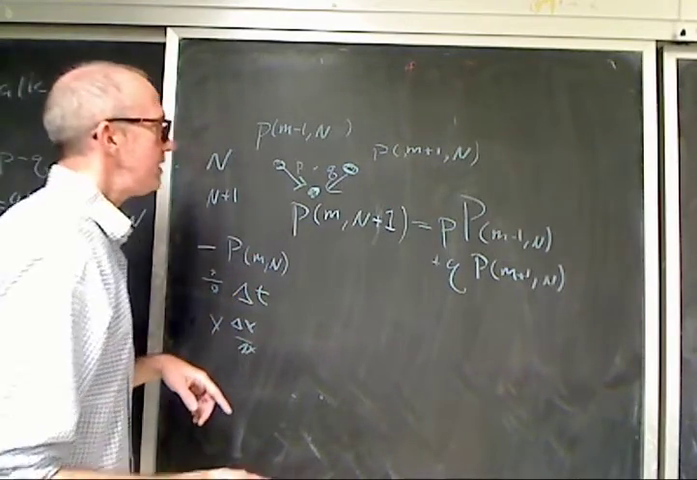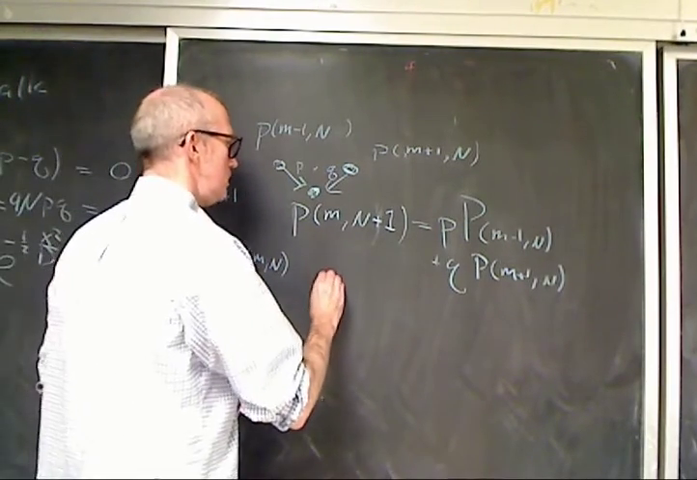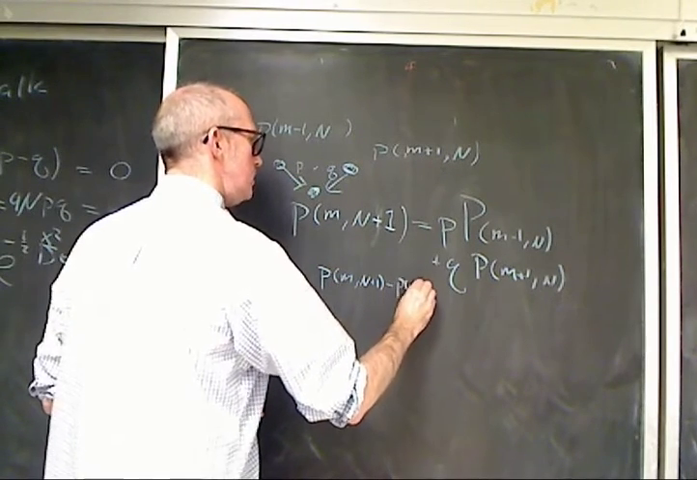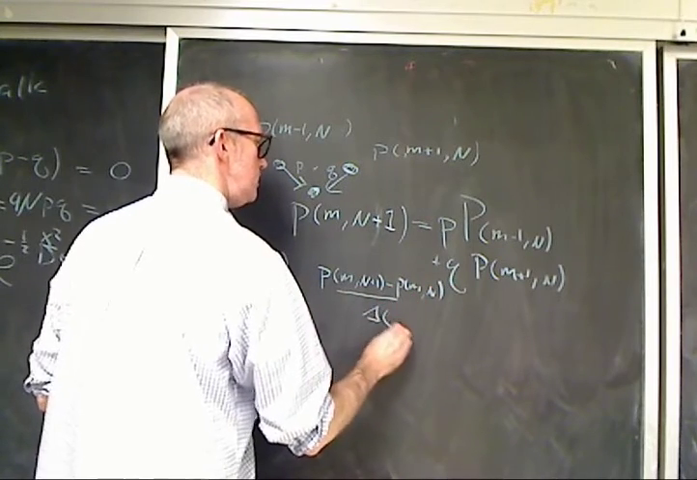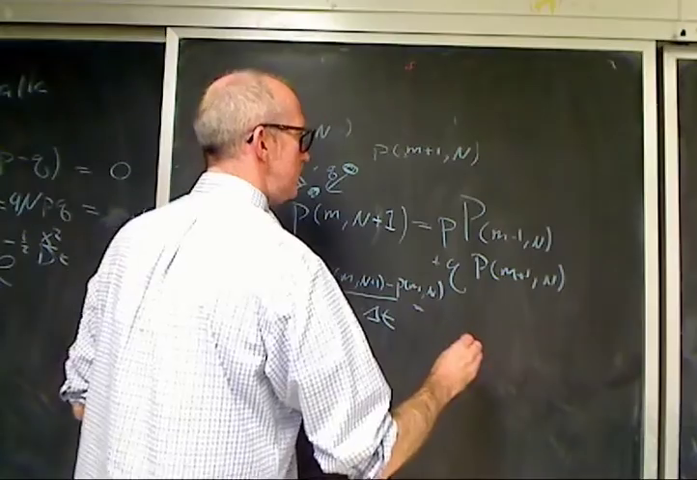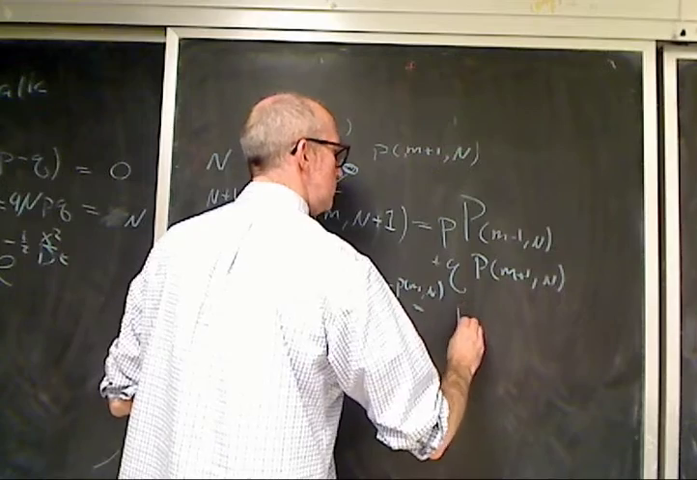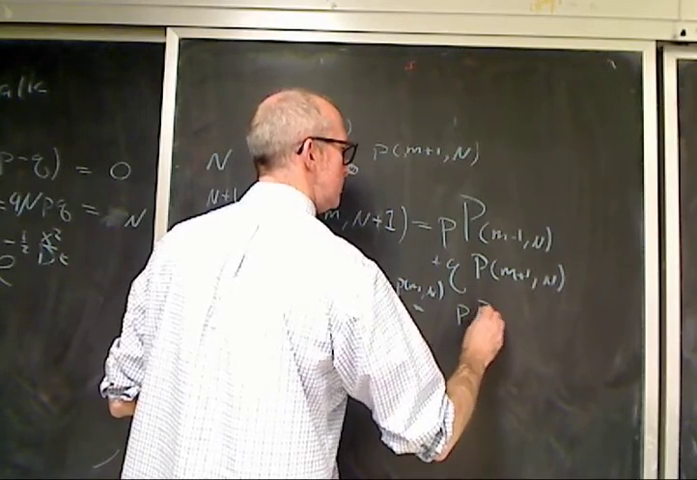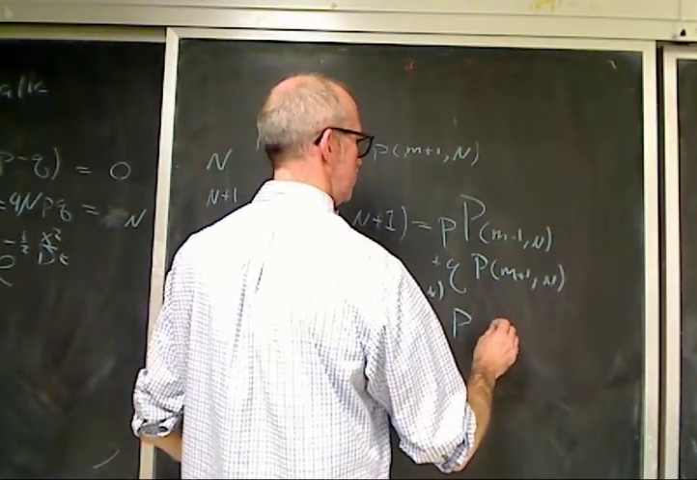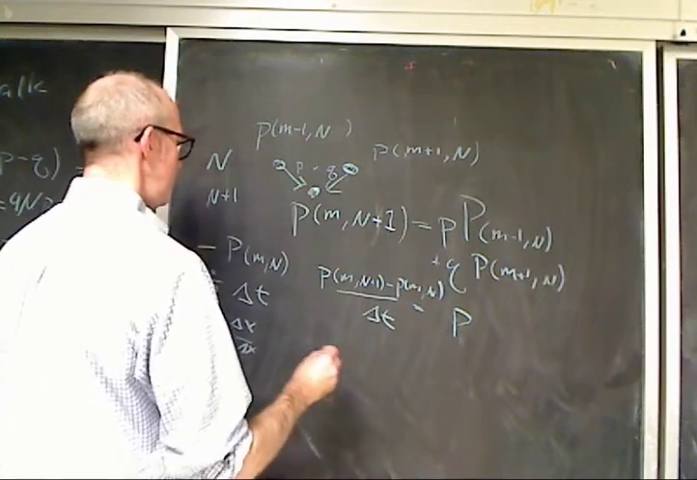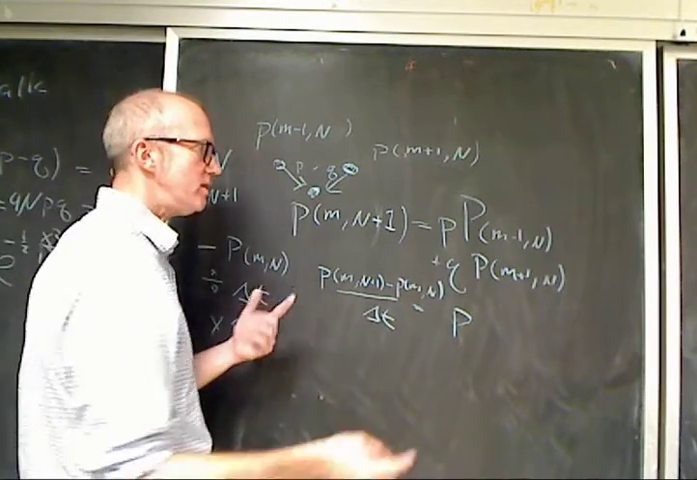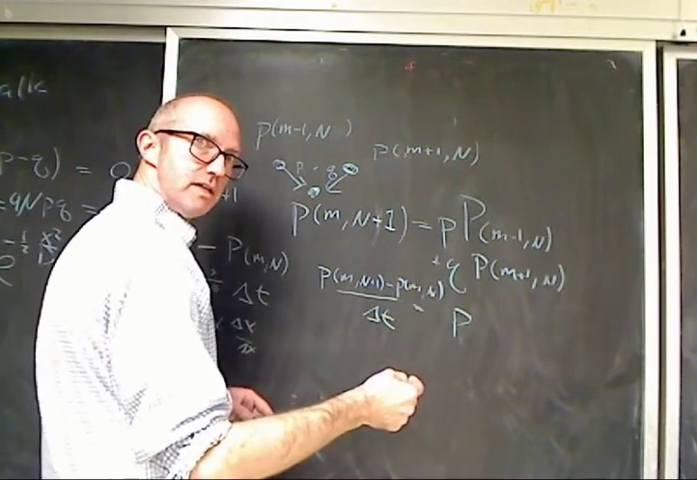So the right-hand side turns into P of m, n plus 1 minus P of m, n over delta t. And a handy thing is P plus Q is 1. So I'm going to split it amongst my two terms. I've got a P term and a Q term, and I'm going to split it amongst those terms.